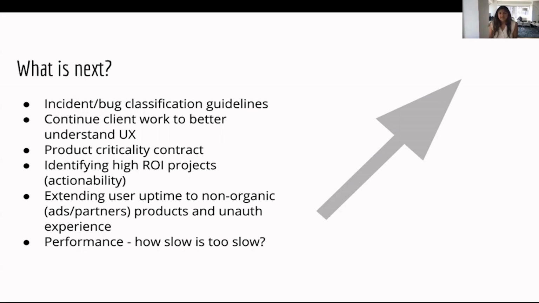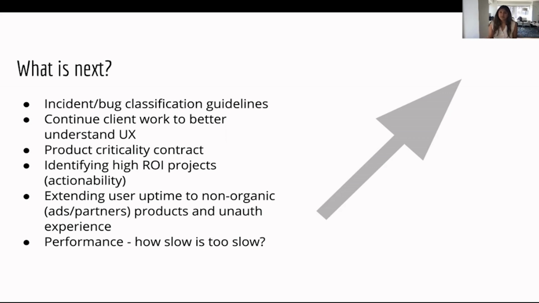We're also looking at extending user uptime to non-organic products. So this would be our ads and partners products, which we do not currently have on the uptime paradigm. And also the on-auth experience. I mentioned that we window by user ID. This means that we don't count events from unauthenticated users. However, the on-auth experience, particularly on web, is really important for the growth of the website, for signups, for logins, etc. And so measuring uptime of that experience is very business critical, and it's definitely something that we want to do in the future and that we're actively looking into.